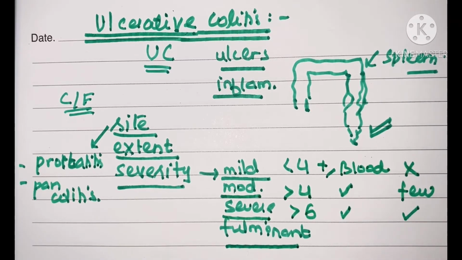And in the fulminant stage, he will be passing more than 10 stools, continuous bleeding, the patient will be having severe anemia, and immediate transfusions will be required, and yes, now complications will develop in it, that is, toxic megacolon will be present.